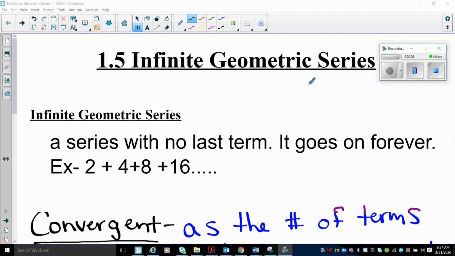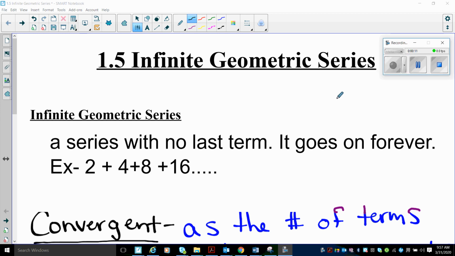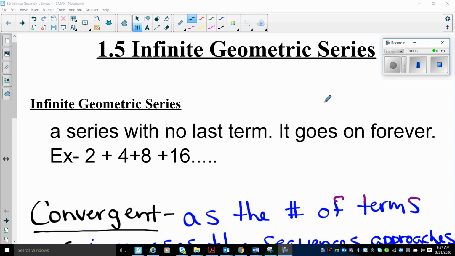Today's lesson is 1.5 Infinite Geometric Series. This is the last lesson in this unit. An infinite geometric series is just a series with no last term, so it goes on and on forever.